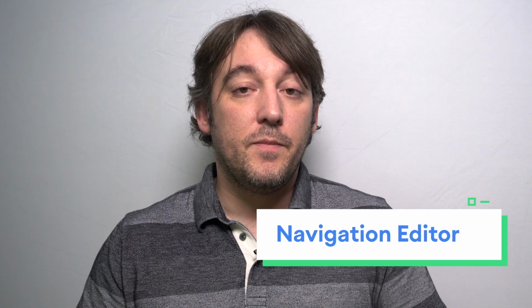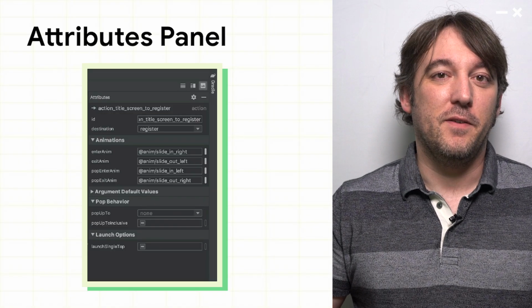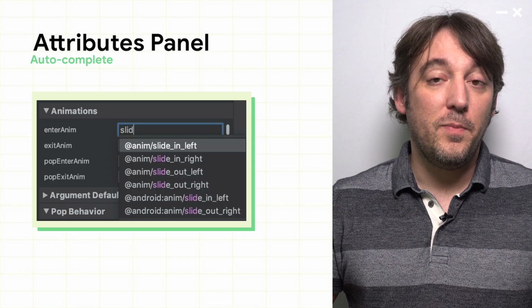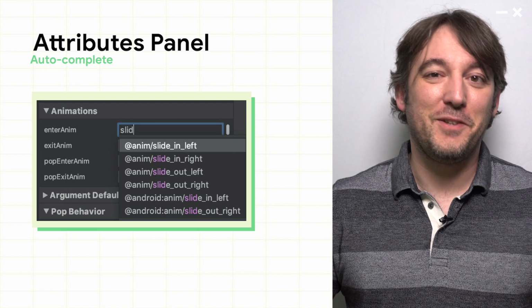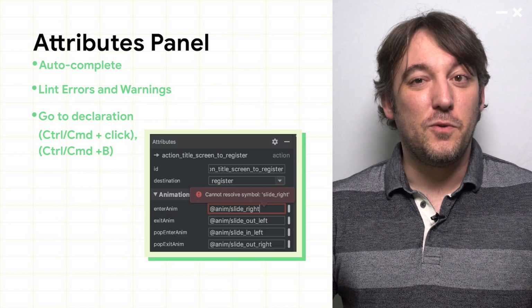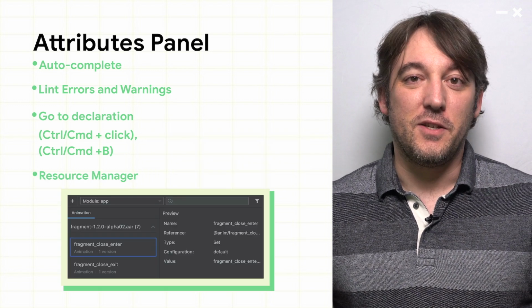Specifically in the navigation editor, we did a couple of things. One, we moved to the new attribute panel, and that actually brings you a lot of nice benefits. It's the same panel as the layout editor, which means that you get autocomplete, so you don't have to think about it when you type new stuff. You have lint errors being surfaced into the panels with warnings. You can go back to the declaration, etc.